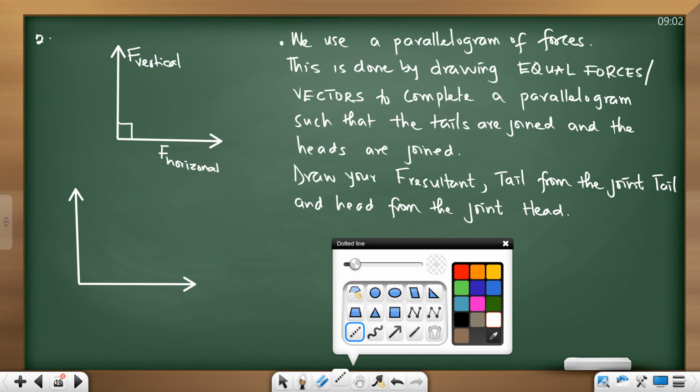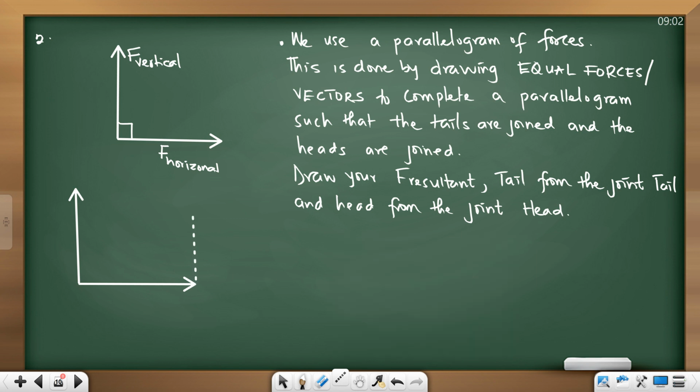So this is what I'm going to do. Check. I'm going to complete a parallelogram. You see, I am drawing a force that is equal to this one. Let's call this F1. I am drawing a force that is equal to it. Why are they equal? Same magnitude, same direction. So what do we then do? Can we draw the other one? Tail to head.